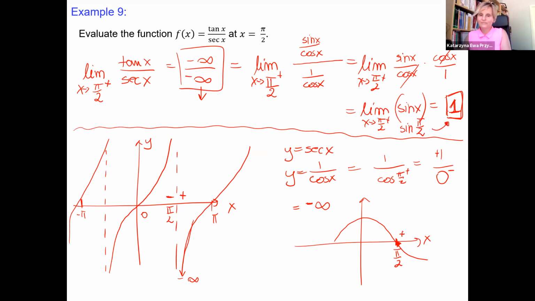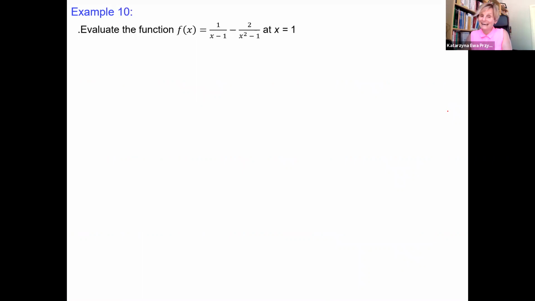Okay. And from the left-hand side in general, that limit also will be 1, because we will cancel out and do the same procedure. Okay, and I think I have one more, another indeterminate form.